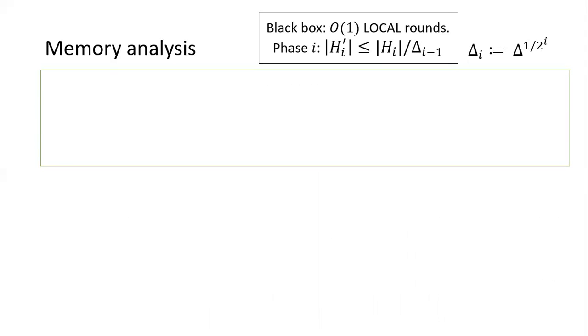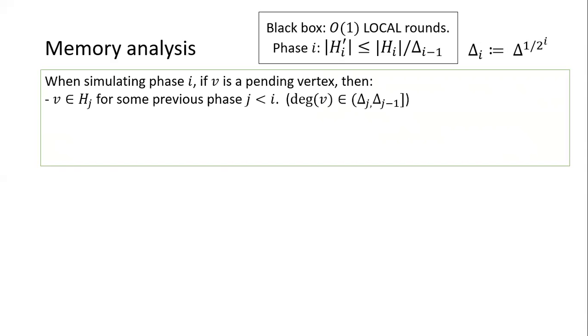Okay, so now we'll describe how to bound the memory. Suppose we are simulating phase i. For a pending vertex v, there are two possibilities. First, v itself may still be active in some previous phase j. So v belongs to H_j, which is the set of high degree vertices in phase j with a degree between Δ_j and Δ_{j-1}.